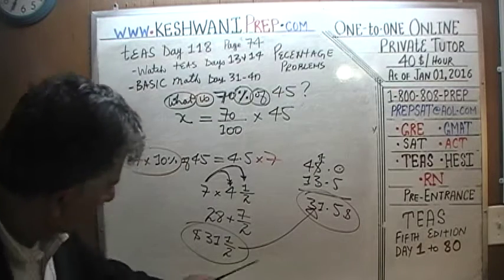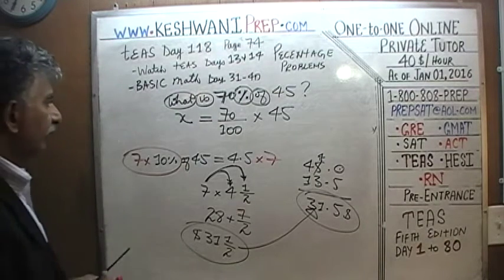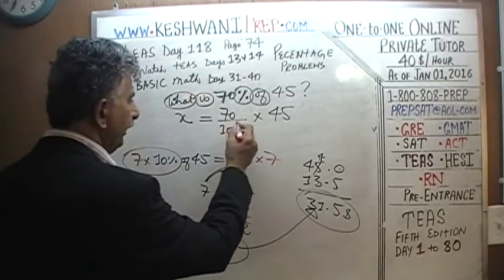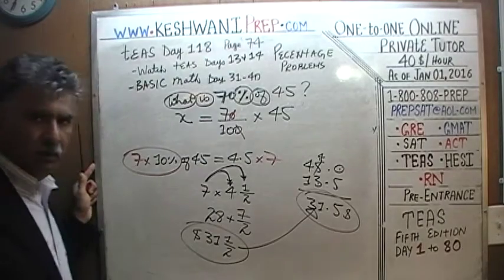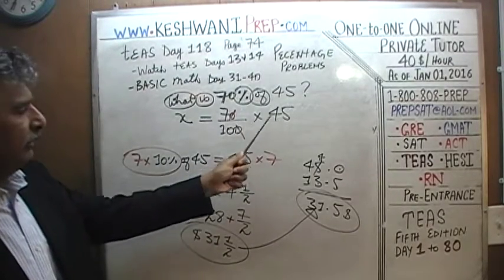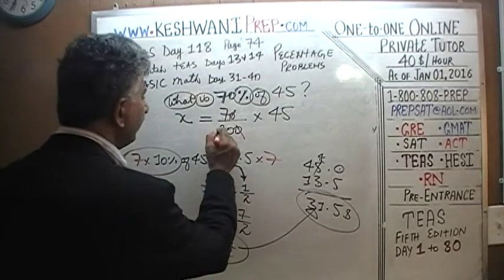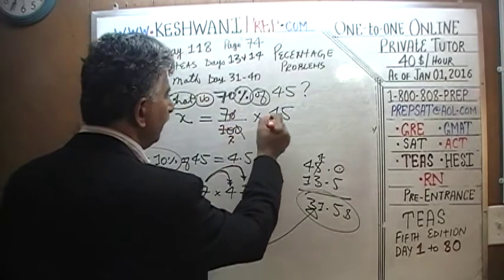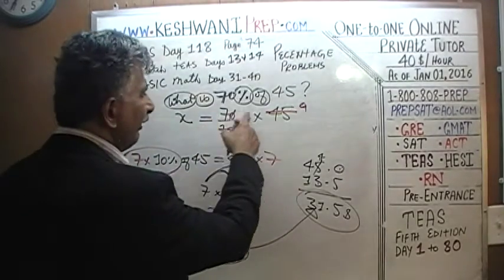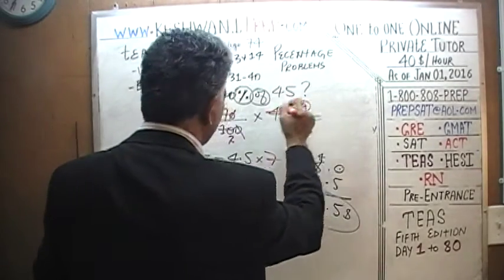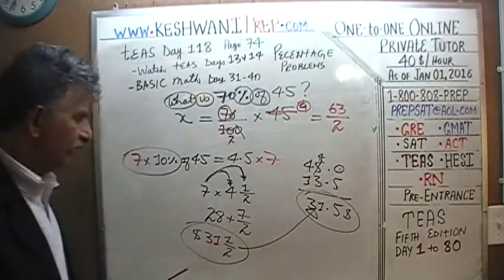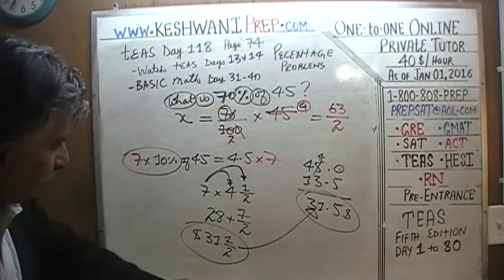Watch what happens. We better get 31.5. Let's divide top and bottom by 10. We see a 0 here, we see a 0 here. After we have done that, we see a 10 on the top, and on the bottom we see 45. Let's divide top and bottom by 5. 10 has 2 5s, and 45 has 9 5s. 7 times 9 is 63 divided by 2. 63 divided by 2. How do we divide 63 by 2?